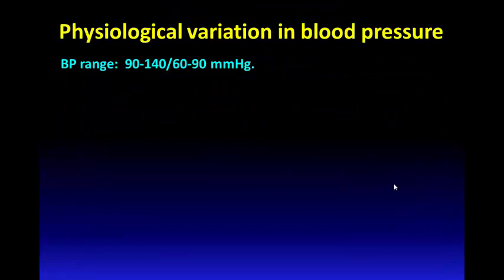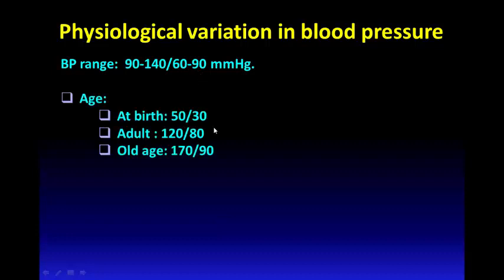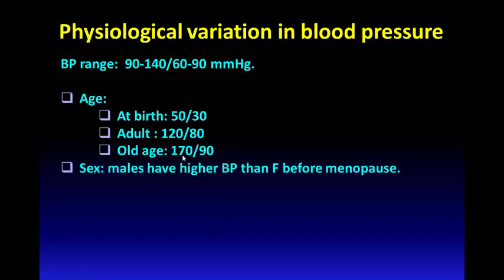We do have physiological variation in blood pressure. We mentioned that the systolic blood pressure ranges from 90 to 140 millimeters of mercury, while the diastolic blood pressure normally ranges from 60 to 90 millimeters of mercury. Age has an influence on blood pressure. At birth, the blood pressure in a newly born infant is approximately 50 by 30 millimeters of mercury. In normal adults, as we mentioned, the blood pressure is 120 by 80 millimeters of mercury. And as we get older, the pressure increases, and in old age the pressure might be 170 by 90 millimeters of mercury.